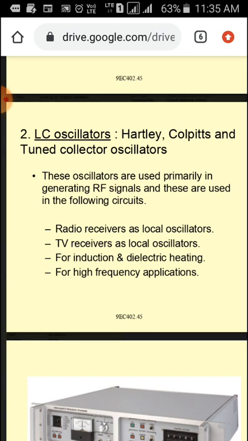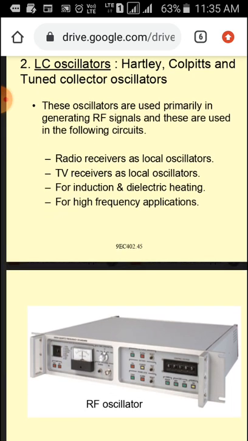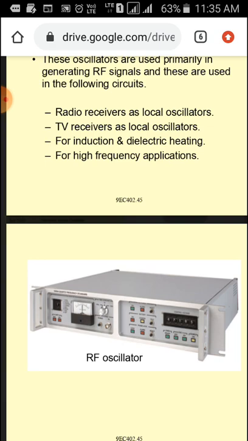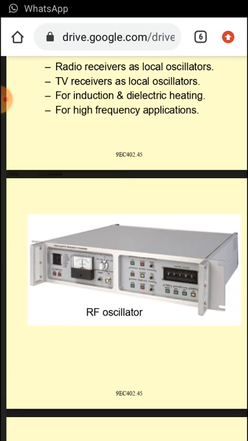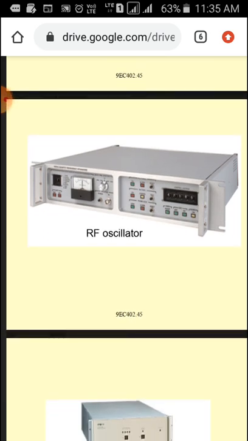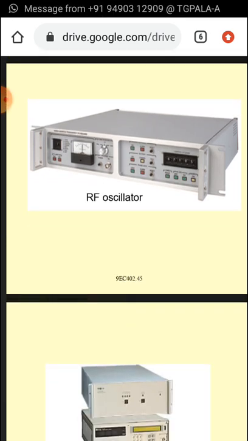LC oscillators: Hartley, Colpitts and tuned collector oscillators. These oscillators are used primarily in generating RF signals, and these are used in the following circuits: radio receivers as local oscillators, TV receivers as local oscillators, for induction and dielectric heating, for high frequency applications. An RF oscillator is shown in the figure. It looks like this.